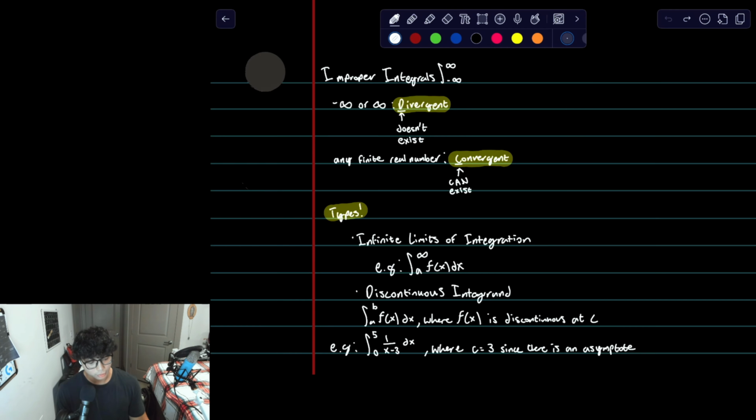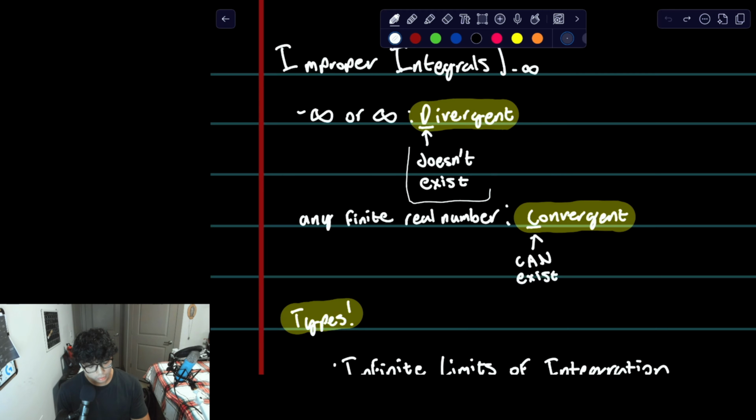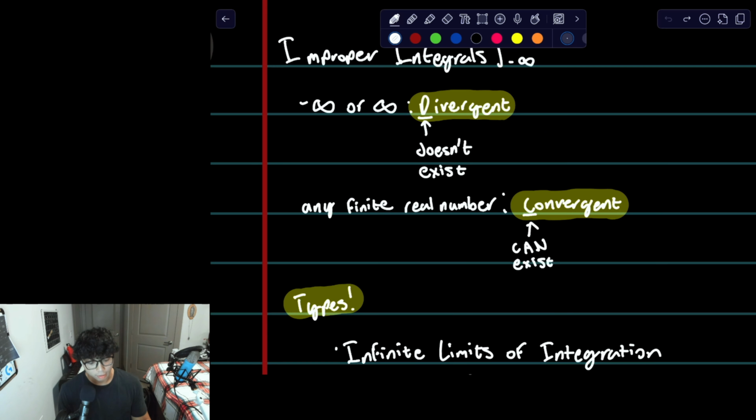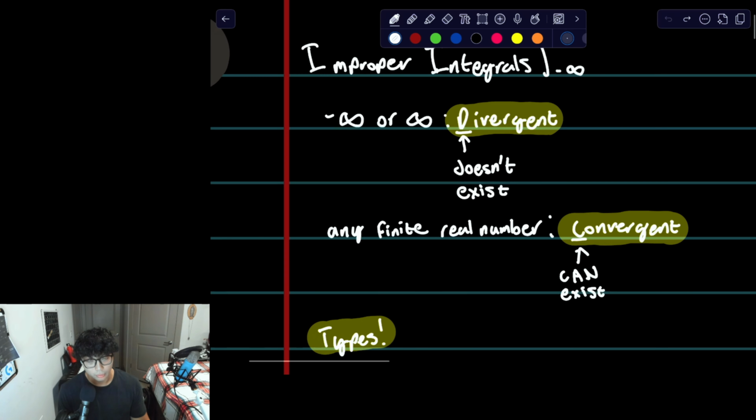Today we are going over improper integrals, and the basic terminology we would want to know is that divergent means it doesn't exist, and convergent means it can exist. This is normally determined by the outcome of our answer on whether it's infinity or negative infinity, which doesn't exist, so that would be divergent.